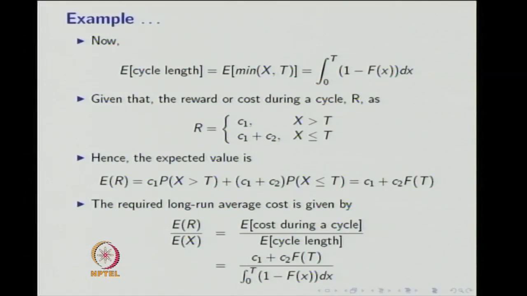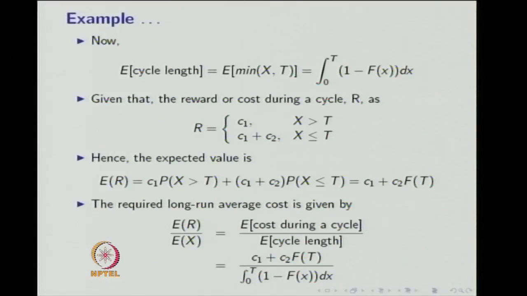Given that the reward or cost during the cycle is R, R will be C1 if X is greater than t. If it fails before t, then there is an additional cost C2, therefore the cost will be C1 plus C2 if failure occurs before the fixed time t.